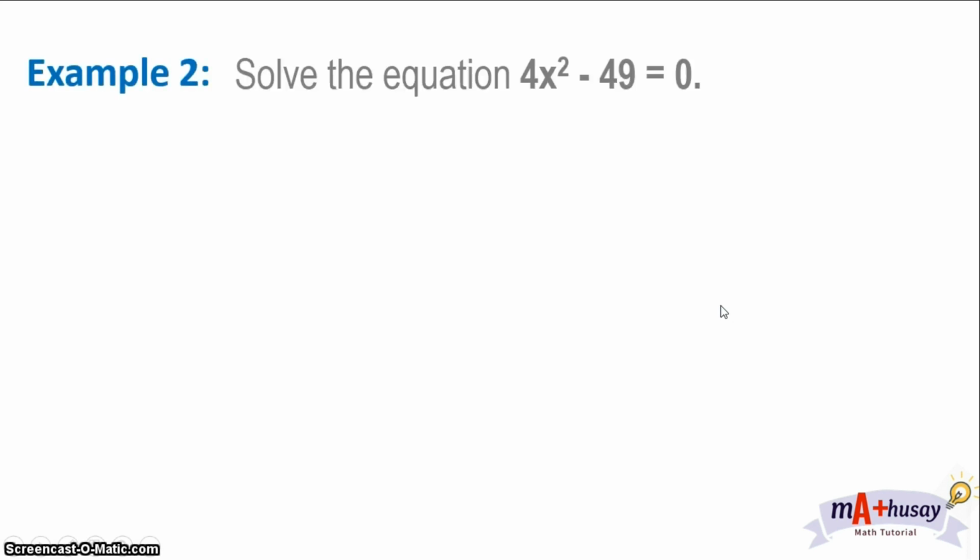Example number 2. Solve the equation x squared minus 49 equals 0.